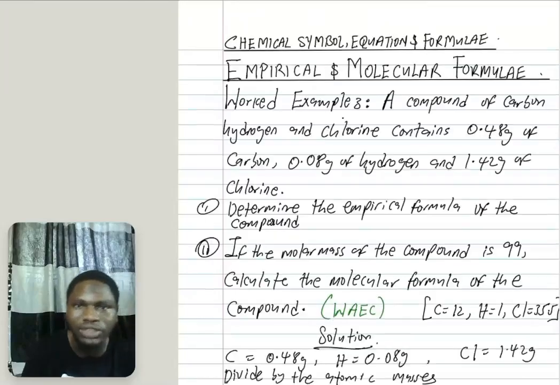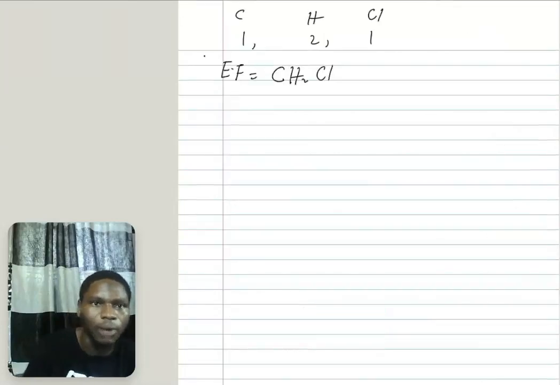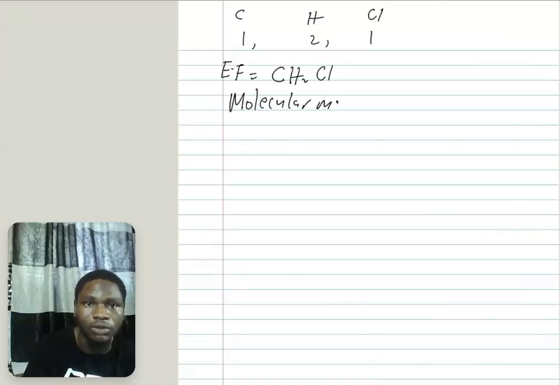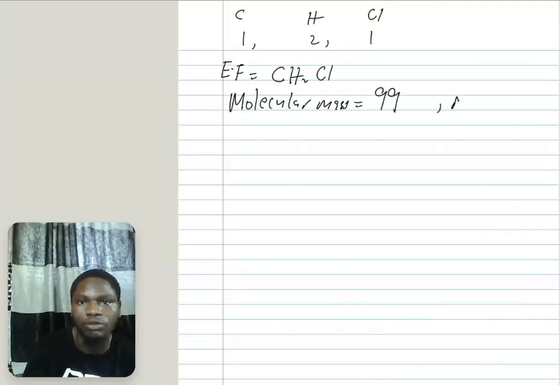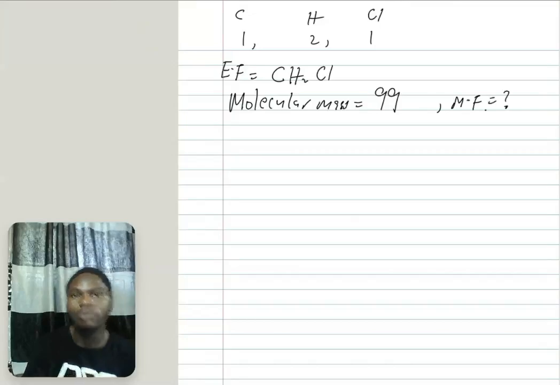We check. They said if the molar mass of the compound, you have done question A, is 99. Let's write it down. So the molecular mass of the compound is 99. We are now asked to find the molecular formula.